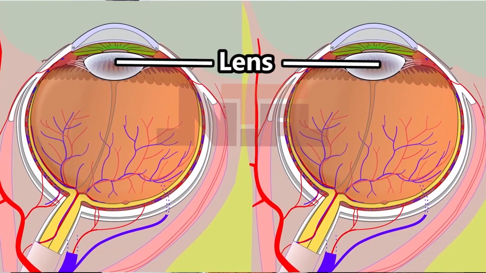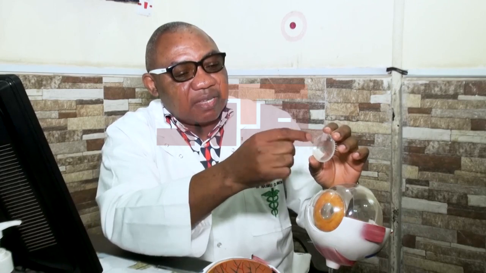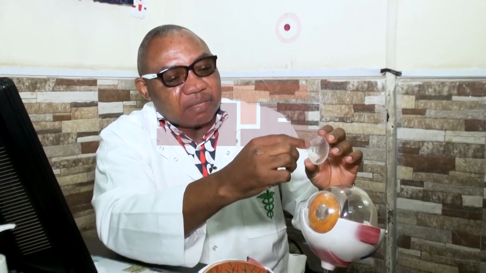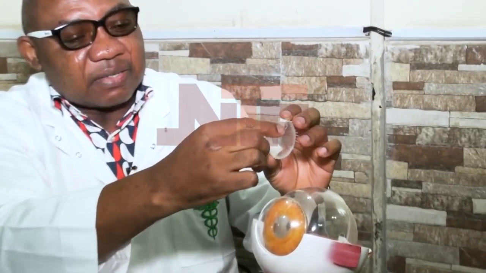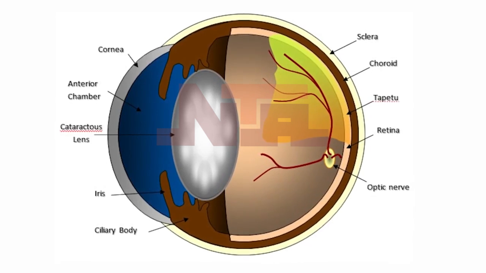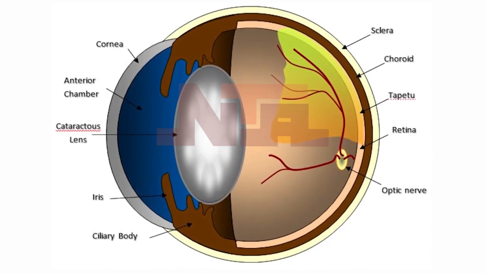The lens is a biconvex structure. So light passes here and comes out of here. It's supposed to be transparent. So once you start developing cataract, what we mean is that the lens starts becoming opaque. It starts becoming turbid. It's no more transparent. One thing with cataract is that it can occur in any part of the lens.